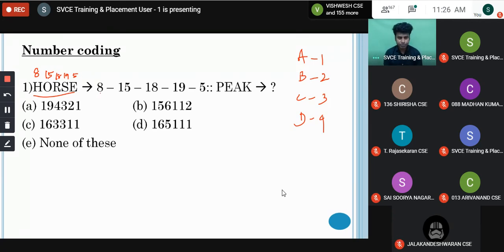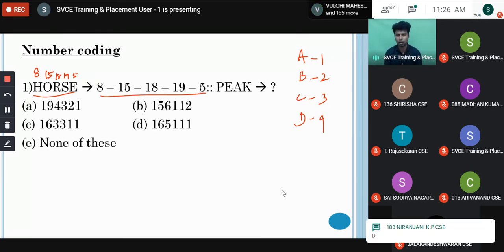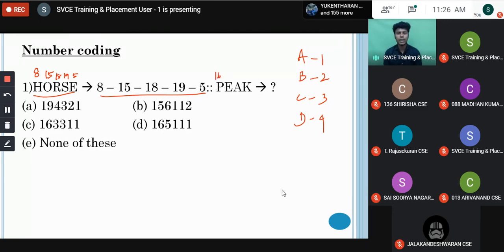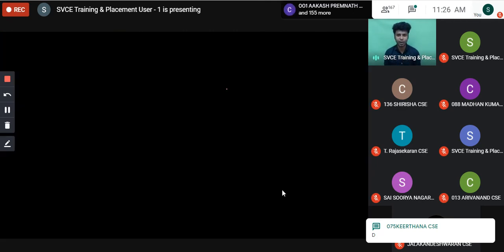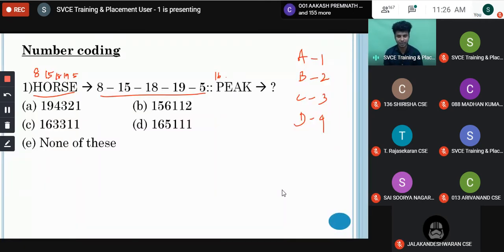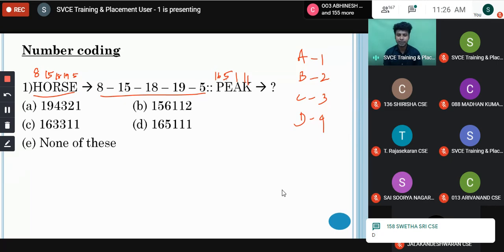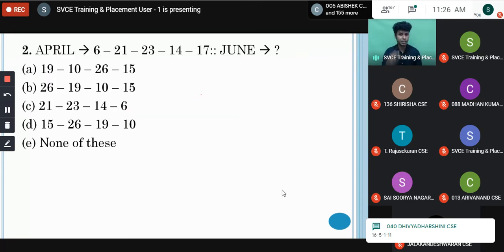So now listen. Now you all found this is the logic. Apply the logic here. What is the value of P? 16. What is the value of E? Don't count A, B, C, D, E. That takes time. I'll give you a clue how to remember afterwards. 5. What is the value of A? 1. What is the value of K? 11. So 16, 5, 19, 11. And the answer is D. So now you understood the importance of alphabets and their values.